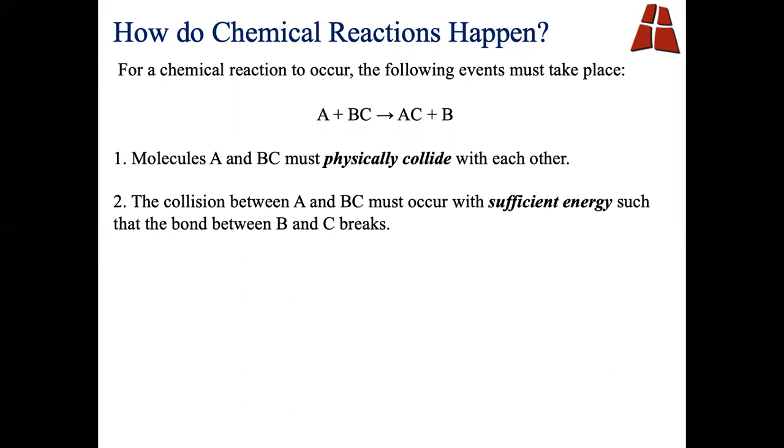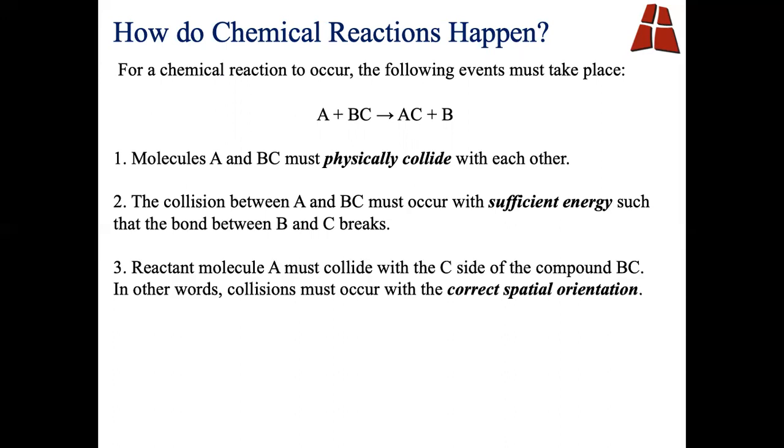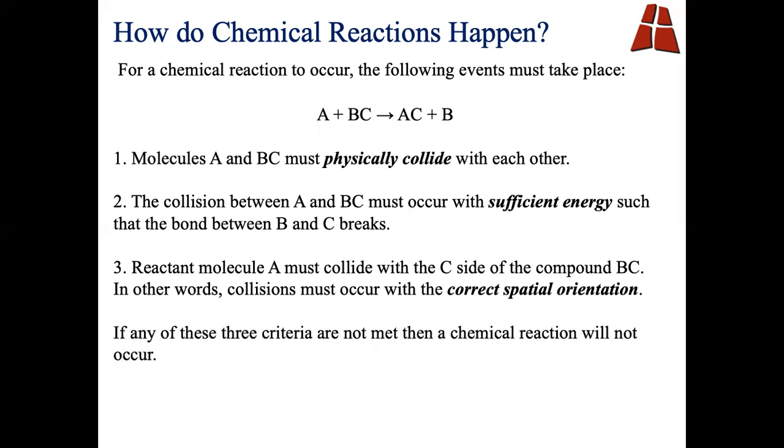When that collision occurs, it must have sufficient energy to break the bond between B and C in order for the bond between A and C to form. And then the reactant molecule A also must collide in the correct spatial orientation with B and C. So in order to form a bond with C, A is going to have to come in contact with C. And so, for example, say A runs into B, that might not be a correct spatial orientation, and that could be an unsuccessful reaction then. Okay, and so finally, if any of these three criteria are not met, a reaction will not occur.